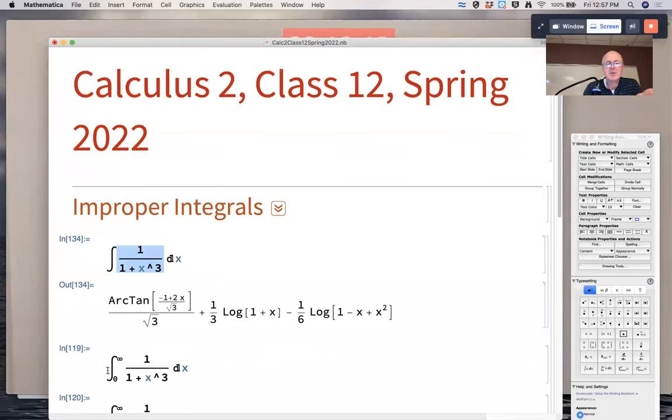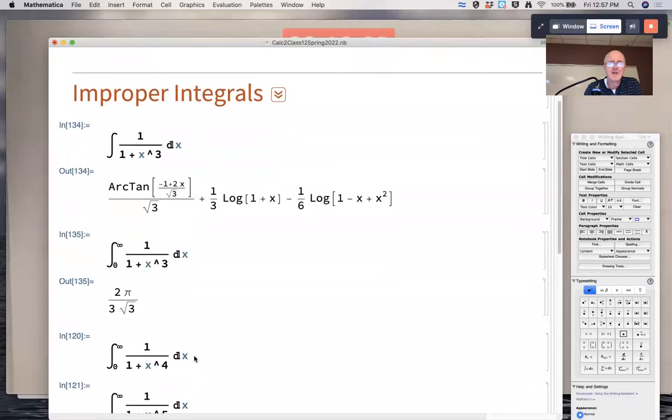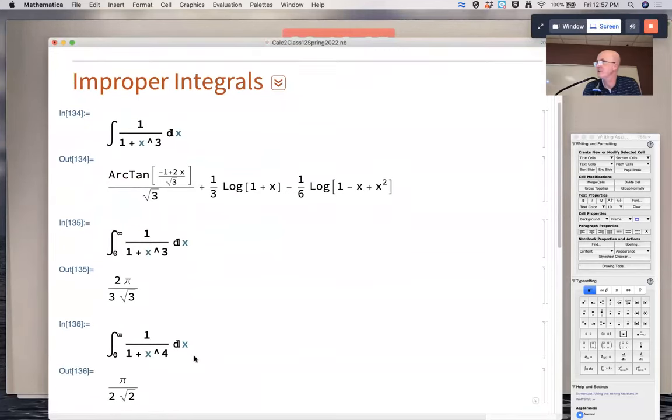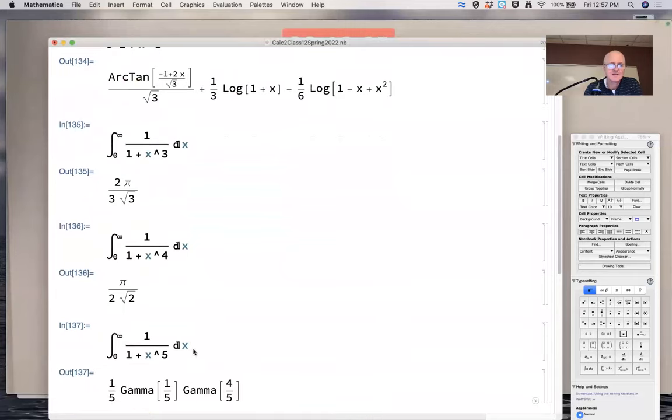Does the corresponding improper integral from 0 to infinity converge? Turns out it does. And it turns out it still involves pi. How about that? What if we up the degree again to x to the 4th? Does that one converge? Yep, and it still involves pi. Fun, fun, fun. What if we upped it to 5? Does that one converge? Yep, and it doesn't involve pi, seemingly.